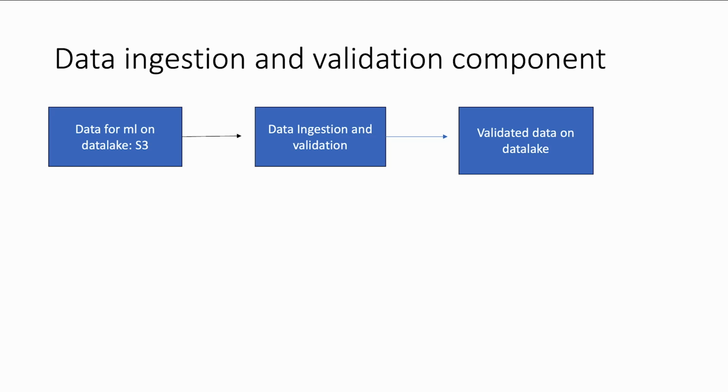These days, most data lives on a data lake. We will also have our training data on an S3 bucket. Our component will load the data from the S3 bucket and then check the data for the assumptions that we might have about the data, validate it, and then store it back to our data lake. But the main question is, how will our component validate the data?